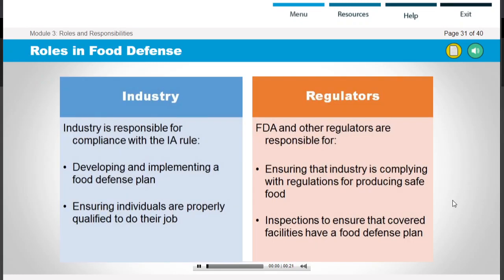In order to produce safe food for consumers, industry plays a leading role in protecting food from intentional adulteration. The role of the FDA and other regulators is to ensure that industry is complying with various rules and regulations for producing safe food. This includes conducting inspections to ensure that facilities are following their food defense plans.